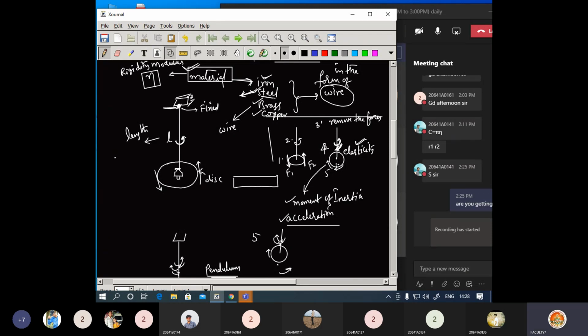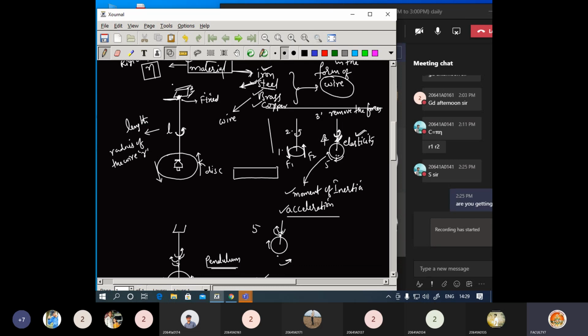Now consider the radius of the wire as R. Take the same concept that was explained in the previous topic. Here, one end of the wire has been fixed. This is at the fixed state, and at the second end you are going to fix one material.